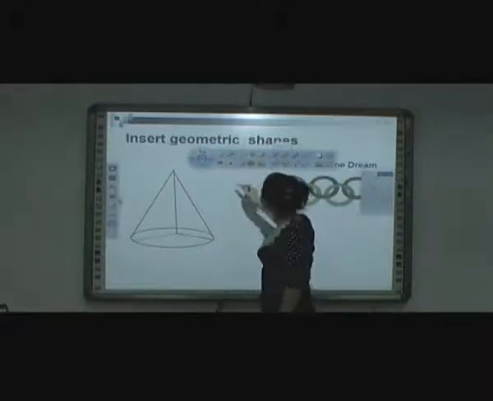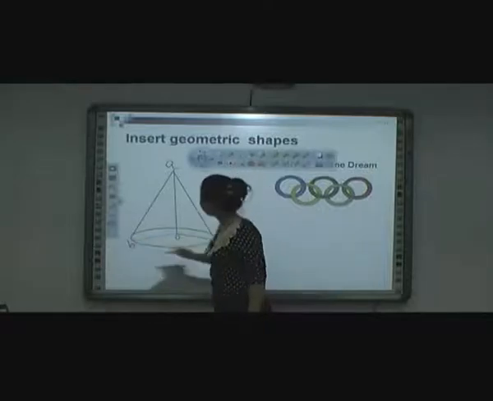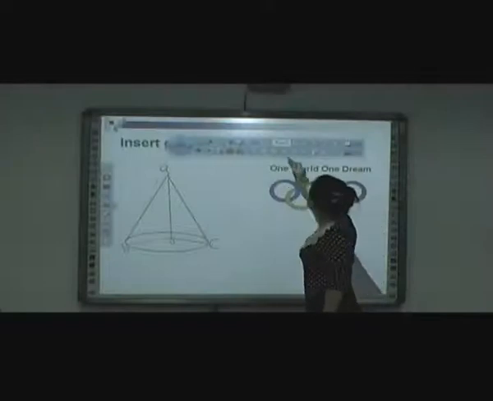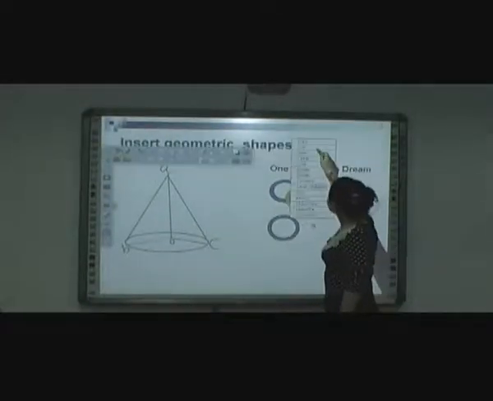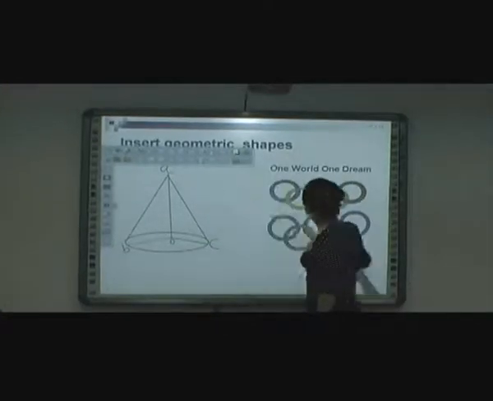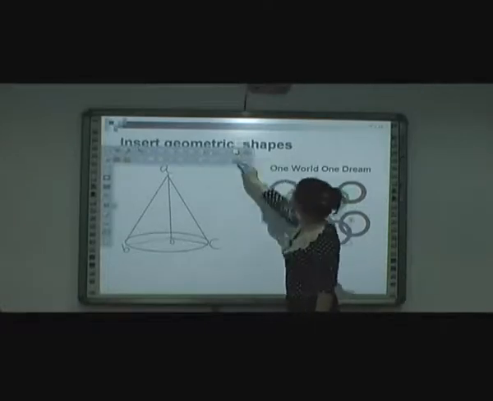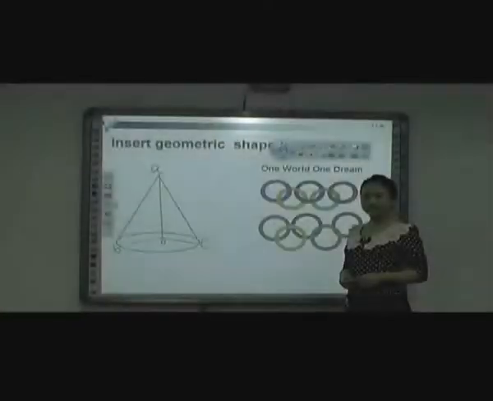We can also set up the line shape, such as dash line, based on the options and properties of the toolbar. Meanwhile, we can also copy and paste the geometric shape in various colors as required and adjust the size and position by object selection.